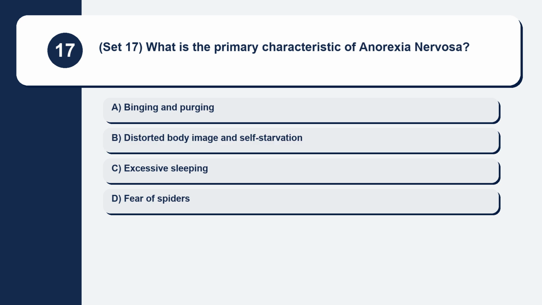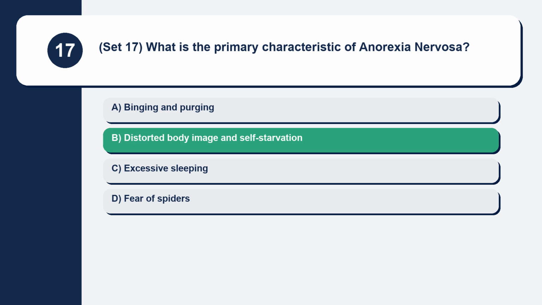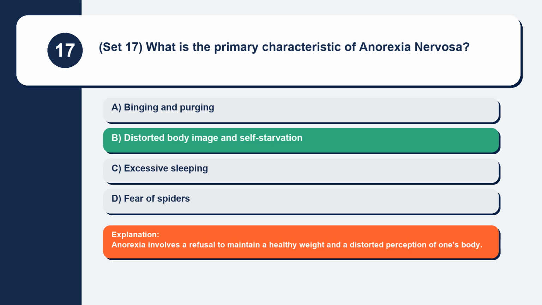Question 17. Set 17. What is the primary characteristic of anorexia nervosa? Binging and purging, distorted body image and self-starvation, excessive sleeping, fear of spiders. Anorexia involves a refusal to maintain a healthy weight and a distorted perception of one's body.